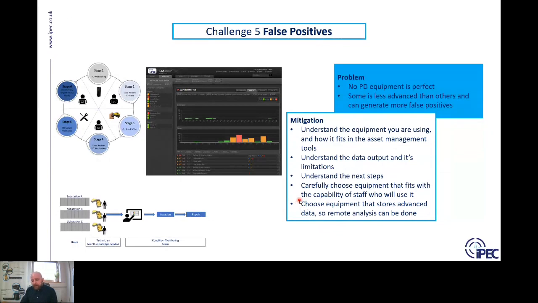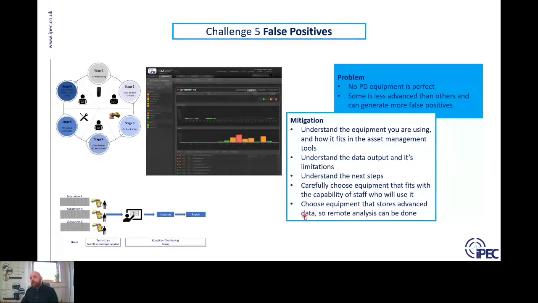And that has a massive impact on how you manage this problem of false positives, because it means that the technicians in the field who may not focus on PD, who may do lots of different other jobs, can just record the data. And because it's saved, you can have your condition monitoring team who do understand PD verify the data and essentially reject these false positives.